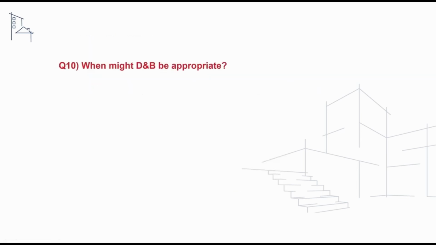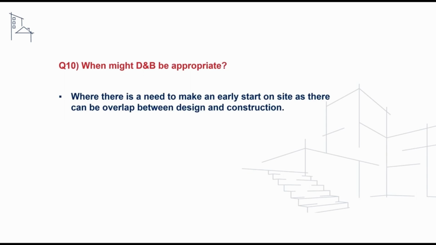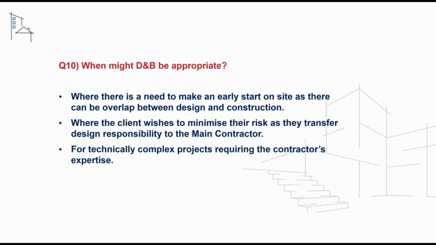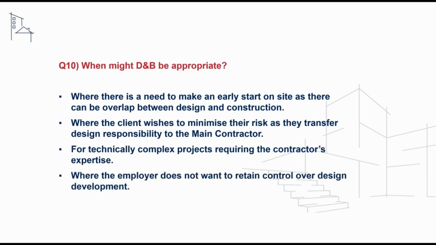We may receive a follow-on question asking when design and build procurement may be appropriate, and to address this we could say that design and build is appropriate where there is a need to make an early start on the site, as there can be overlap between design and construction phases. It's also appropriate where the client wishes to minimise their risk as they transfer design responsibility to the main contractor. It's appropriate for technically complex projects requiring the contractor's expertise, and where the employer does not want to retain control over the design development.